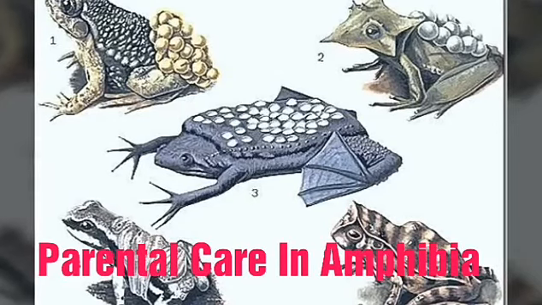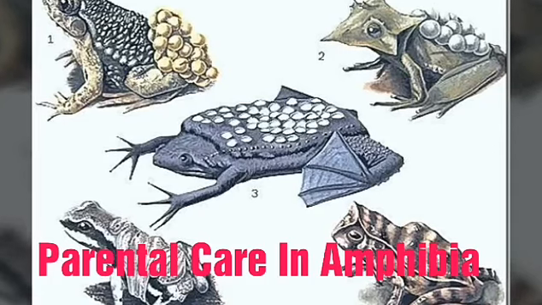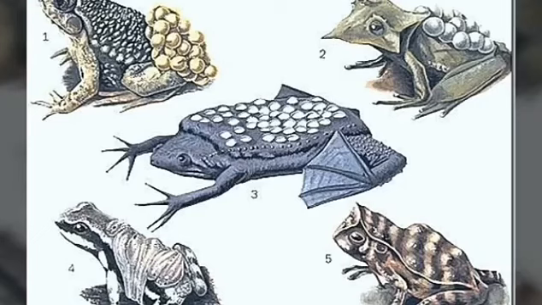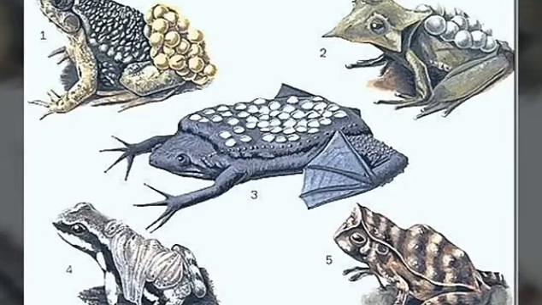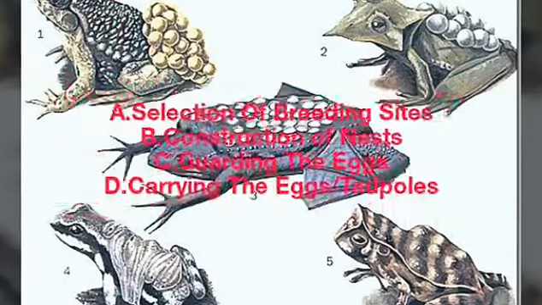Hello friends, today we will discuss parental care in amphibia. The parental care in amphibia seems to have developed independently in the animal kingdom. There are various ways by which parental care is manifested in amphibians. We can classify it into 4 stages.